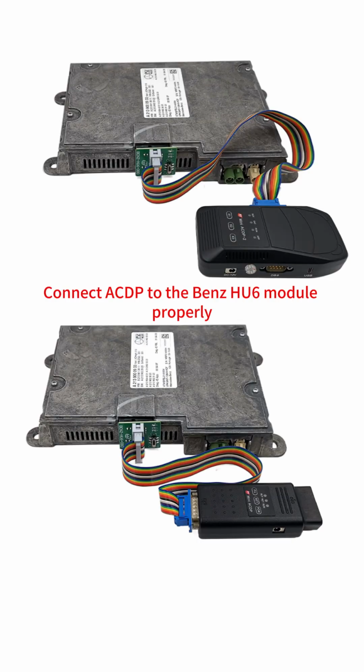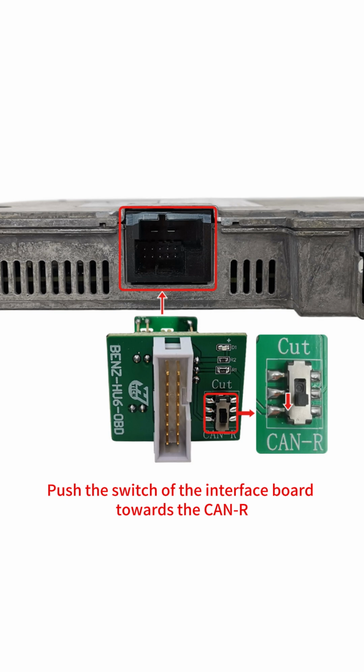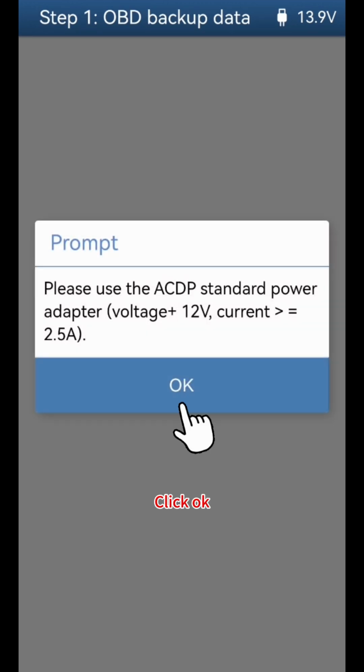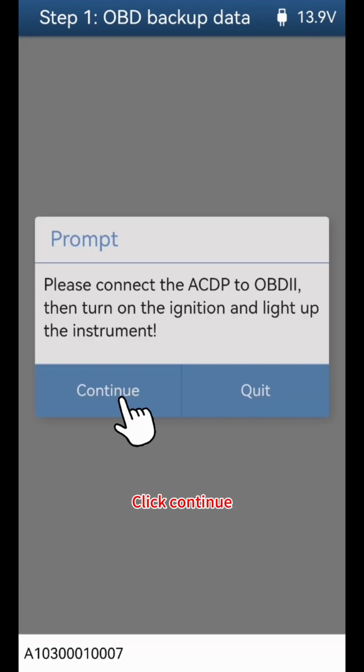Connect ACDP to the Benz HU6 module properly. Push the switch of the interface board towards the CAN R. Click step 1 to OBD backup data. Click OK. Click Continue.